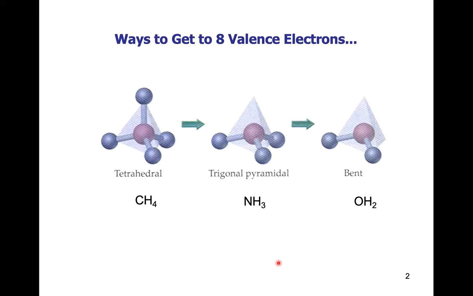So now we're going to introduce, for the tetrahedral geometry, let's start here with CH4, which has a perfect tetrahedral geometry. If we have 3 bonded hydrogens and 1 lone pair, as we do in ammonia, then we have the structure that's here, this trigonal pyramidal structure. And then finally, if we have 2 lone pairs and 2 bonded pairs, we get this bent structure.